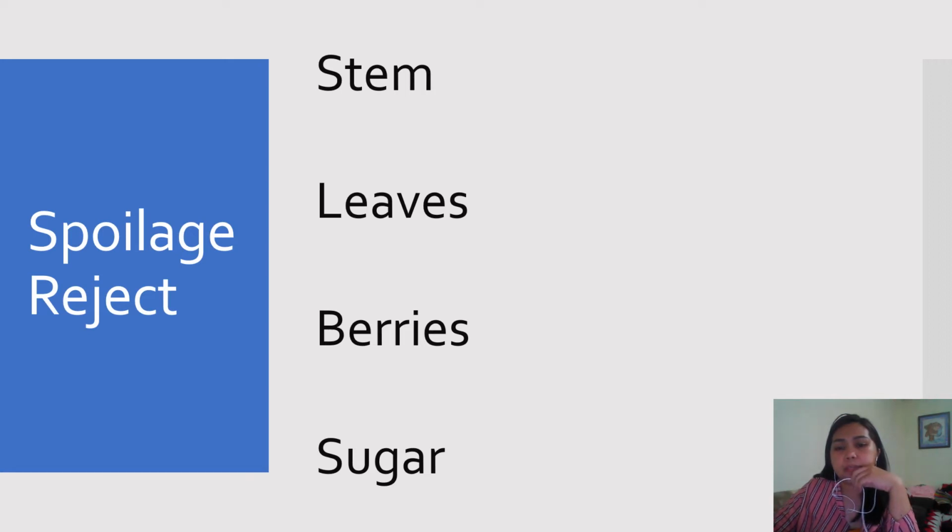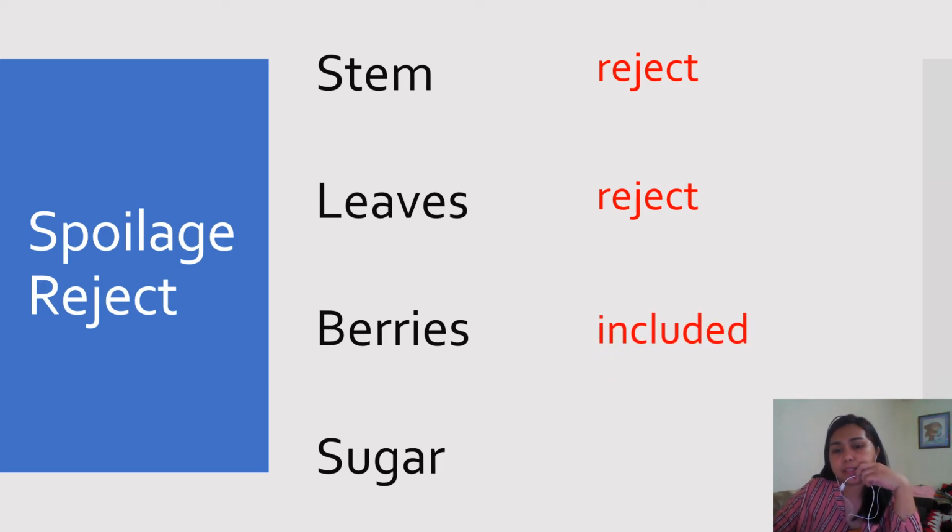Remember, our recipe is strawberry jam. Of course, this part is reject. Hindi po kasama ang stem sa strawberry jam. Leaves or yung mga dahon-dahon, of course, that is also reject. How about the berries? Of course, the berries itself, it is included.